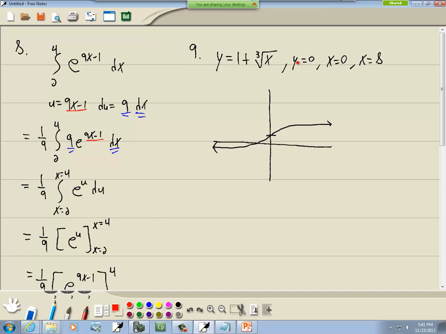And this says that it's going to be bounded by y is equal to 0. That's y is equal to 0. It's going to be bounded by x is equal to 0. That's x equals 0. And it's going to be bounded by x is equal to 8. Assuming this is 8, it's bounded by that.